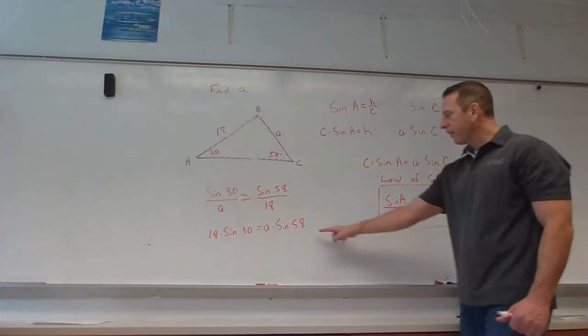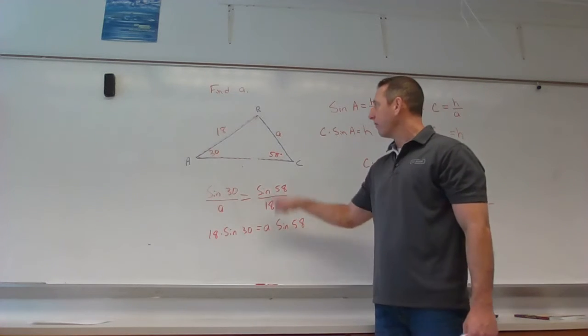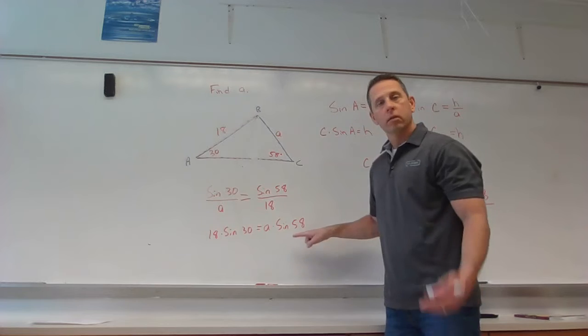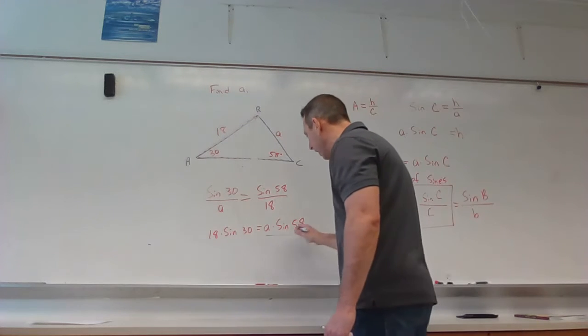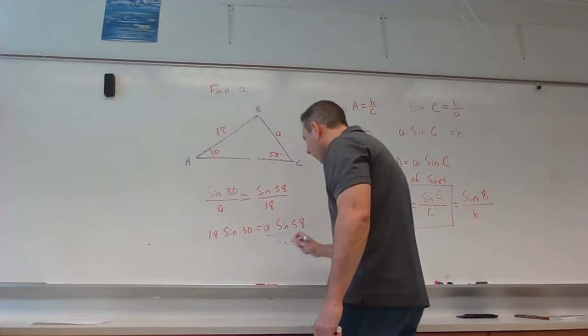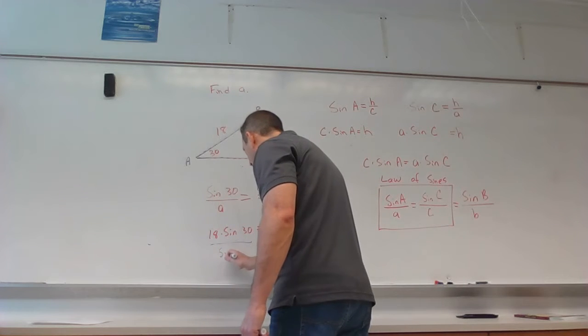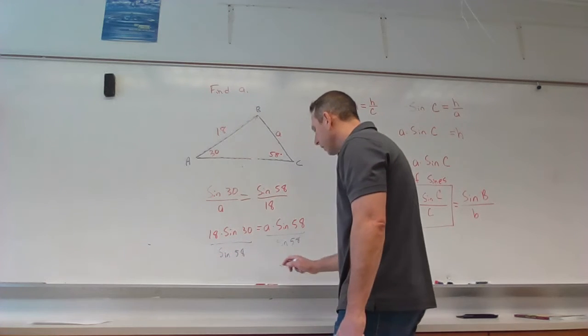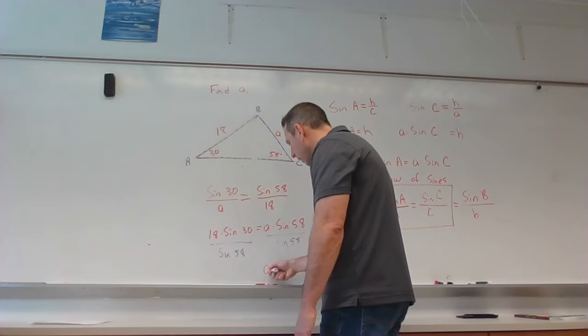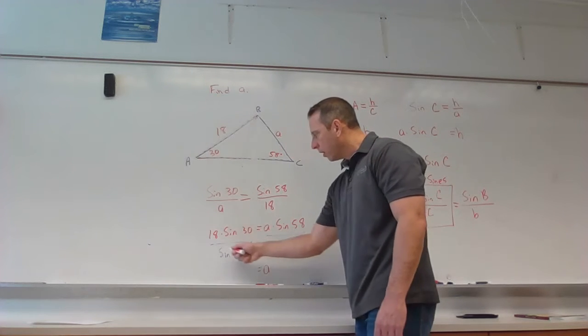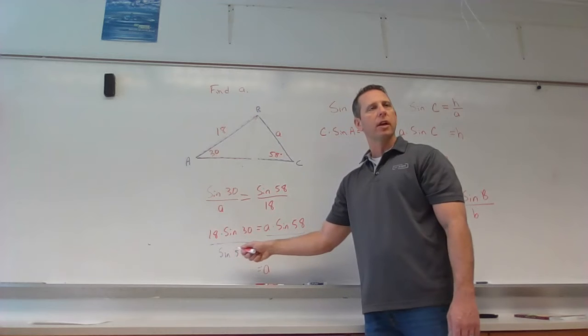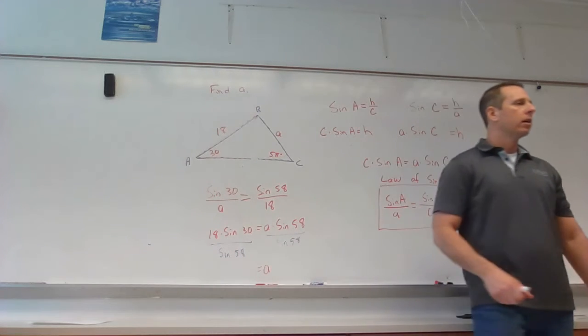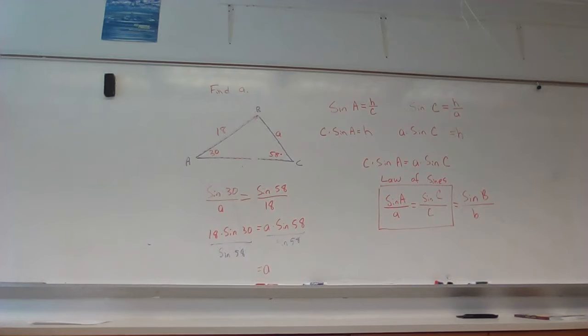This is A times sine 58. How do we get A by itself? That's what we're trying to do. Good. Divide both sides by sine 58. So A is going to be equal to what happens when we punch all that into our calculator. 18 sine 30 divided by sine 58, 10.6.